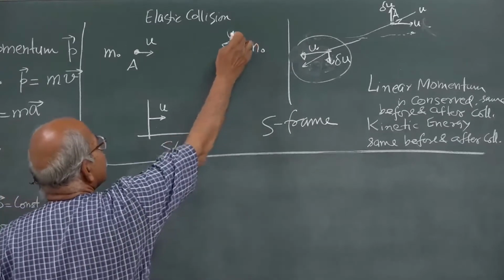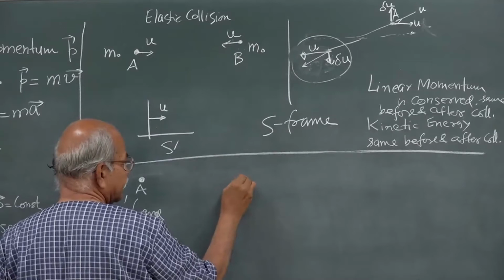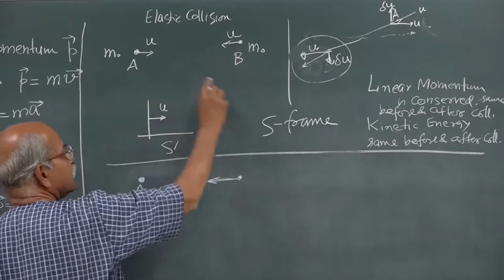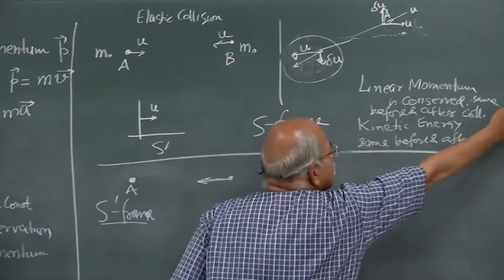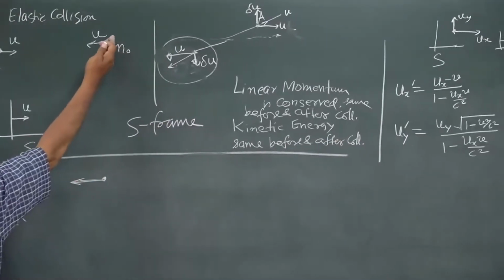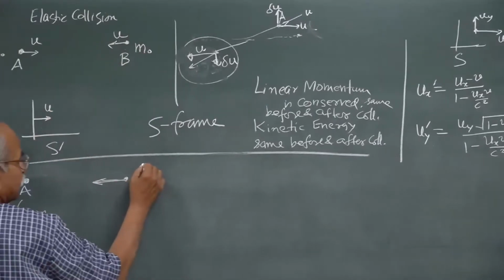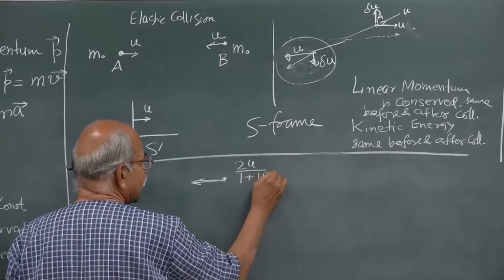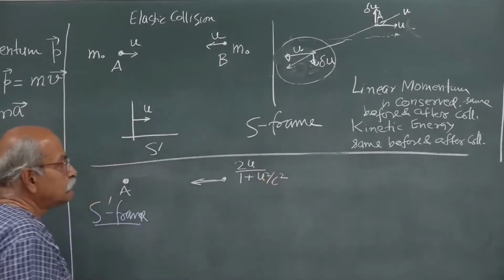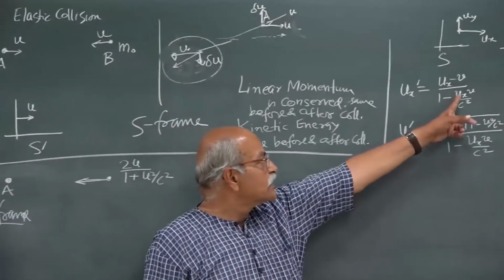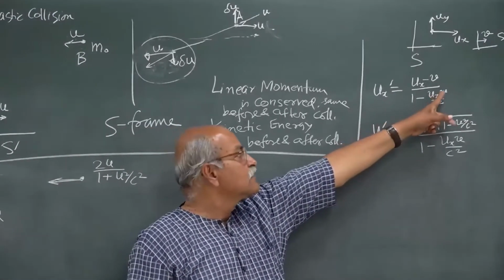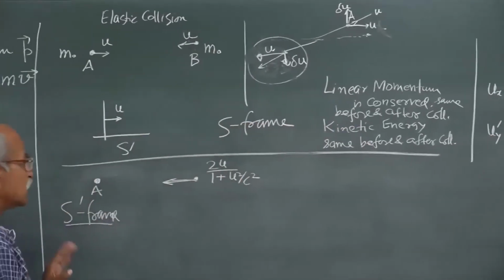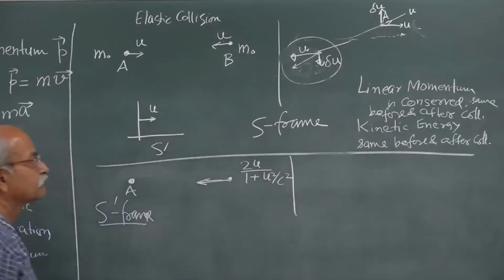And what happens to the B particle? This B particle is coming in this direction, and when you use that equation, remember your ux is now minus u, and therefore the speed will be 2u by 1 plus u squared by c squared. This ux is minus u and this v is u. So it is 1 plus u squared by c squared. So this is before the collision.